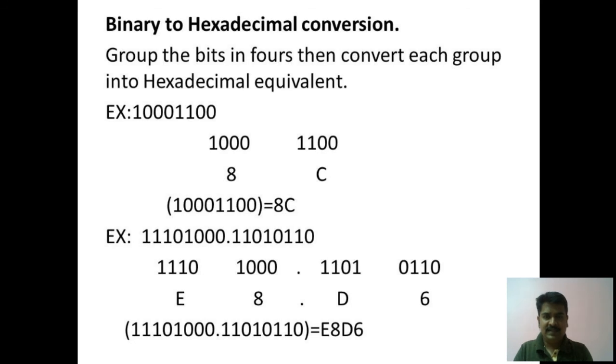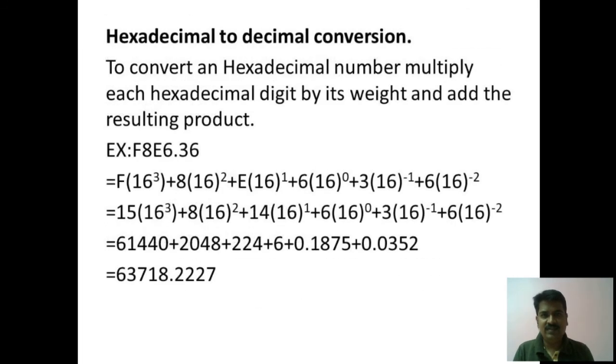Here is another example. Grouping is again easy here because we have 8 digits in the integer part, and again 8 digits in the fractional part. Very easy to group the bits in 4s and convert each group into a hexadecimal digit. Okay, we look into the next conversion.